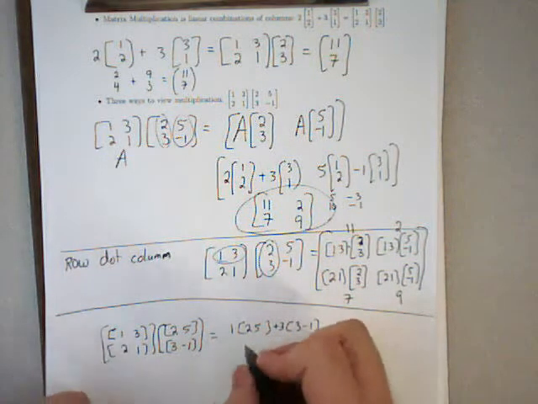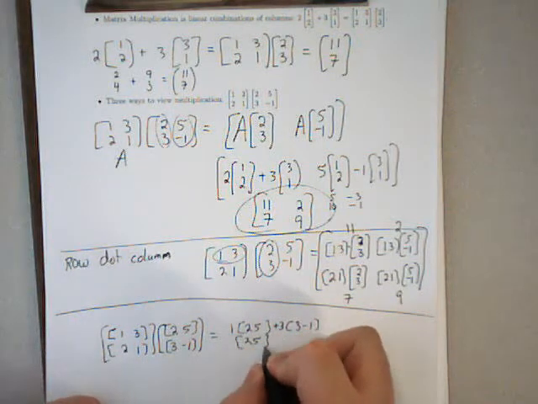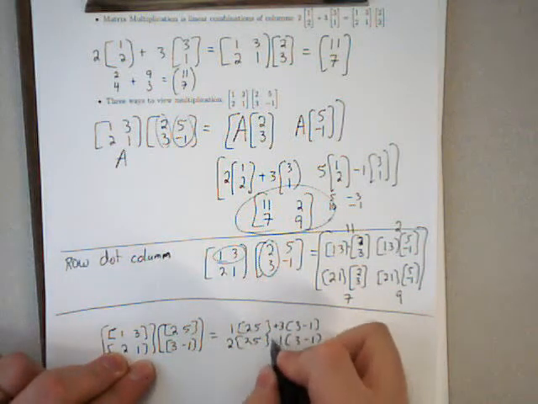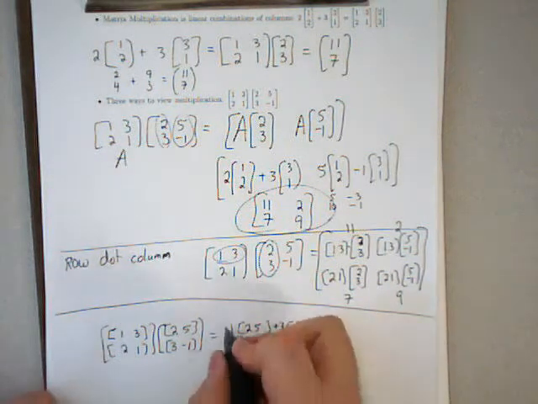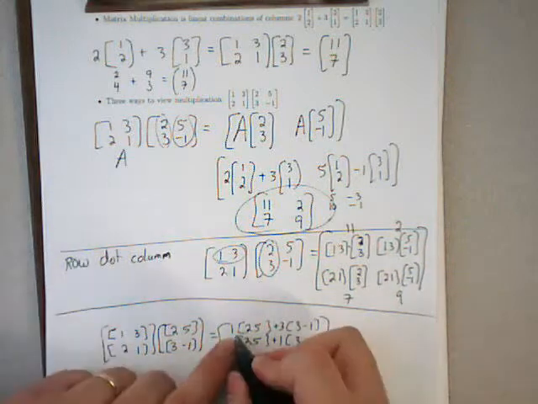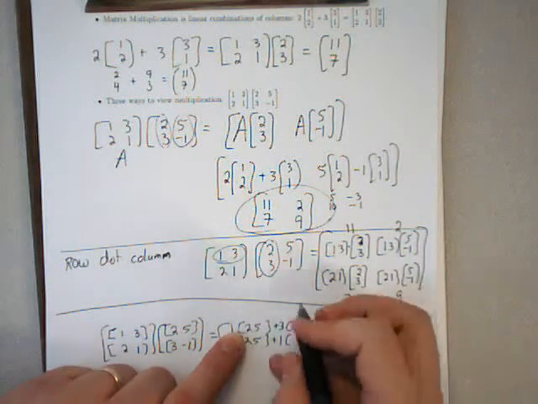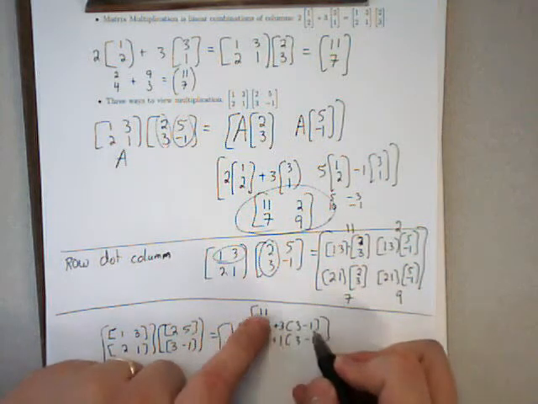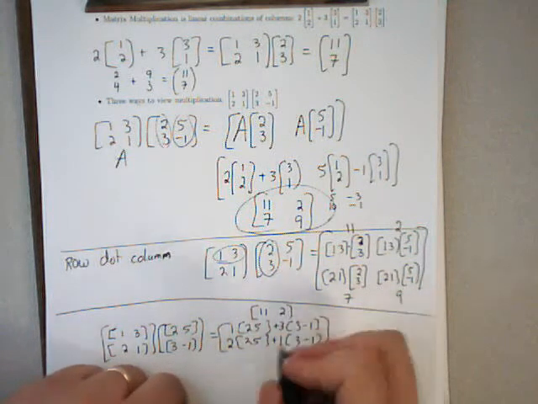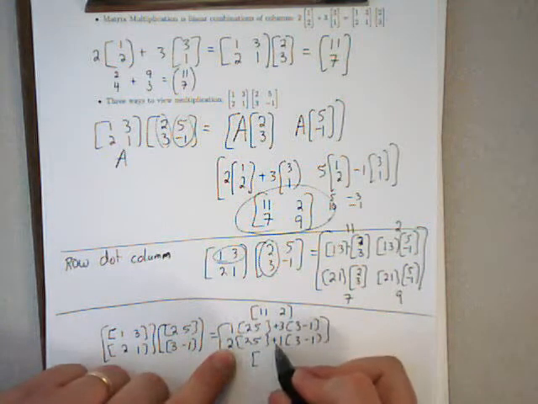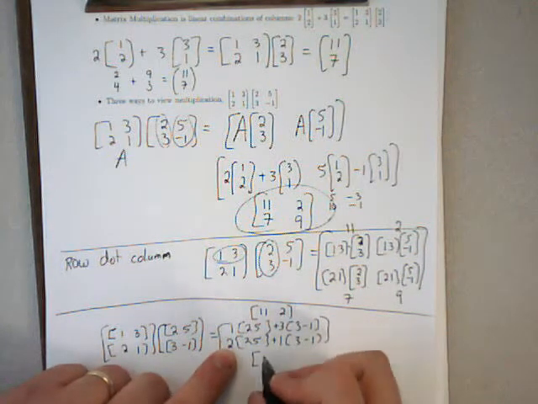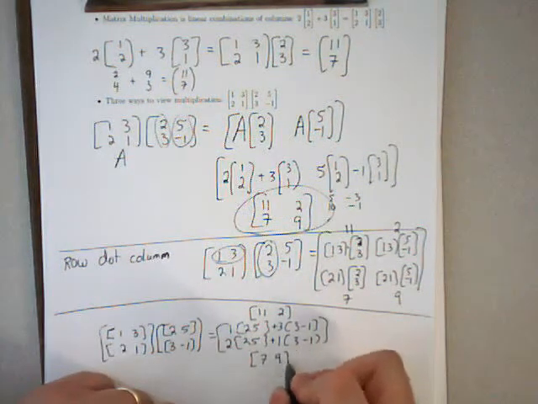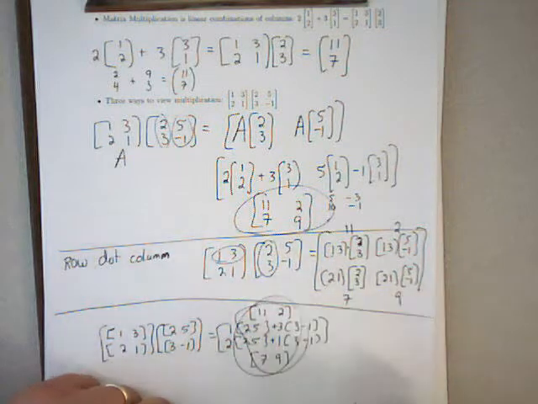I'll do the exact same thing here. I'll take a 2, 5 and a 3, negative 1, and I'll use the 2 and the 1 to form the linear combination. Well, now if you look at this, you have a 2 plus a 9, which is an 11 again. You have a 5 plus a negative 3, which again gives you a 2. And then here I have a 4 plus a 3, giving me a 7, and I have a 10 minus 1, which is 9. So again, you get the exact same matrix.